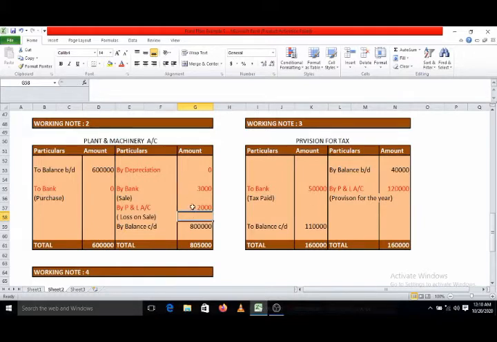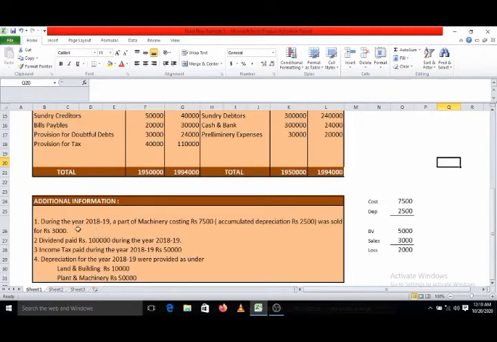And that's why we have to give the treatment of loss on sale of asset or profit on sale of asset. In some of the examples we have seen, when there is a profit on sale of asset, it appears on the debit side. Loss on sale of asset appears on the credit side. Okay. So here we have given the treatment of the first additional information. I hope it is clear. You just go through it, you will come to know.